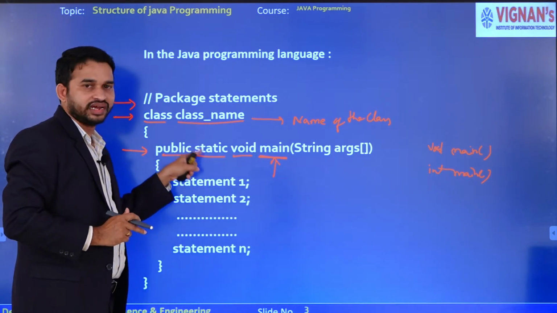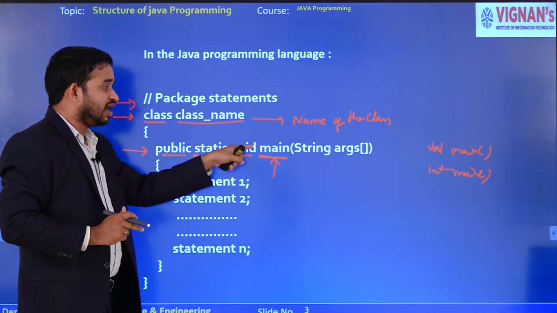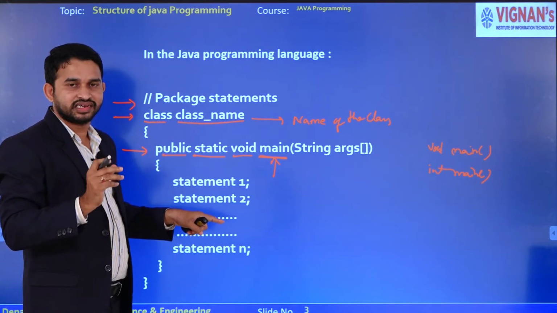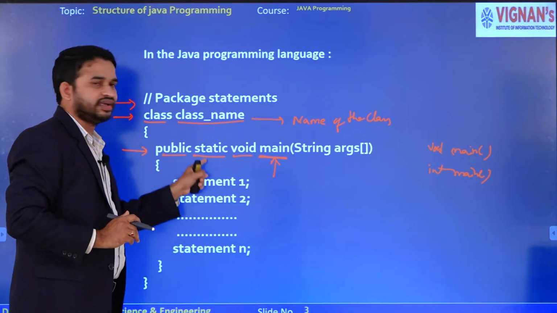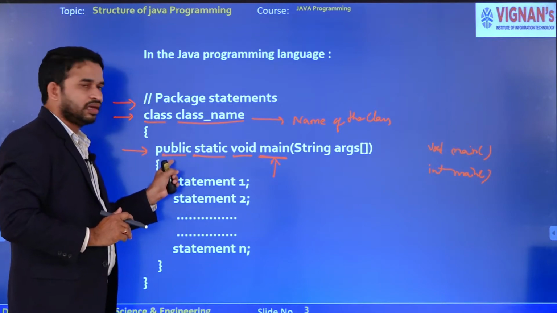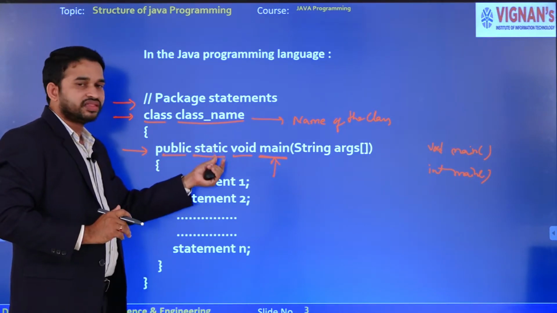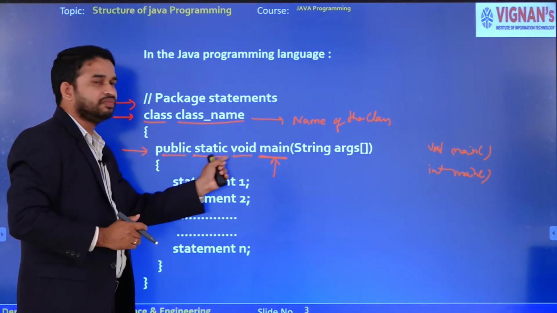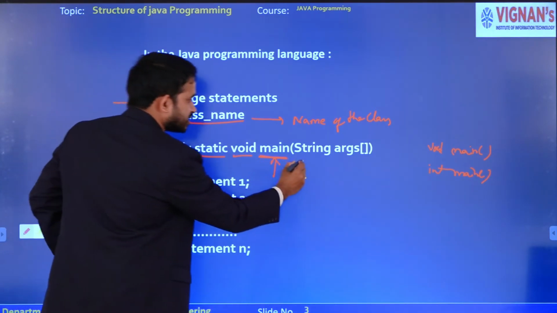What is the next one? Static. Static means our main method has no need to create any objects. If any method doesn't require any objects, we declare it as static. Okay, the next one, public. Public means our main method is visible to all. So that is the reason we declared it as public. This is about the main statement. One more thing here, we are passing one argument.